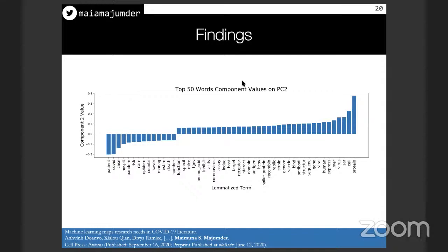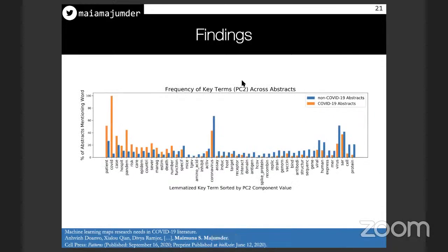Meanwhile, on the right, lemmatized terms include words like virus, cell, and protein. Notably in PCA, words with component values of the greatest magnitude on each PC most strongly drive the pattern that each individual PC recognizes. Here, this means that PC2 detects a pattern such that when protein appears in the text, patient appears less often.